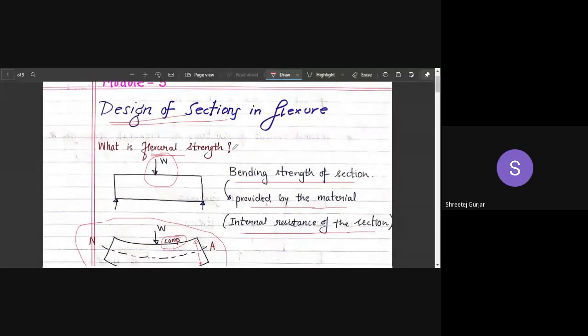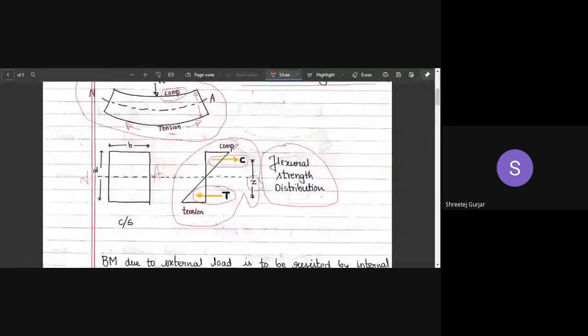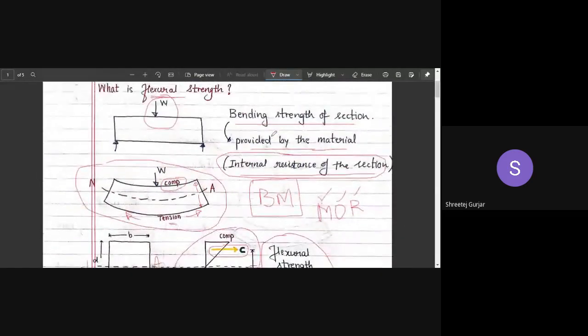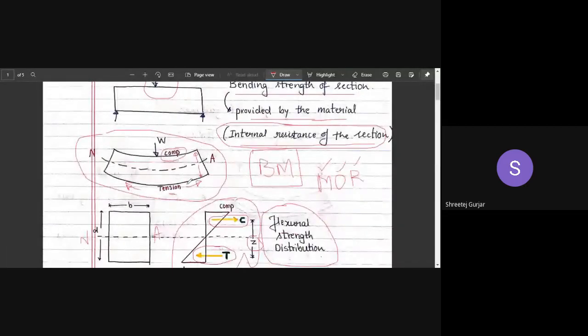Now we have to learn how to analyze, and how to derive the bending moment which is generated in your particular beam, in your section. So we need to learn how to derive this bending moment, or what we call as moment of resistance. Moment of resistance is denoted as MOR. What resistance? Internal resistance of the section, right? So your beam bends, and when your beam bends, it will experience bending moments.